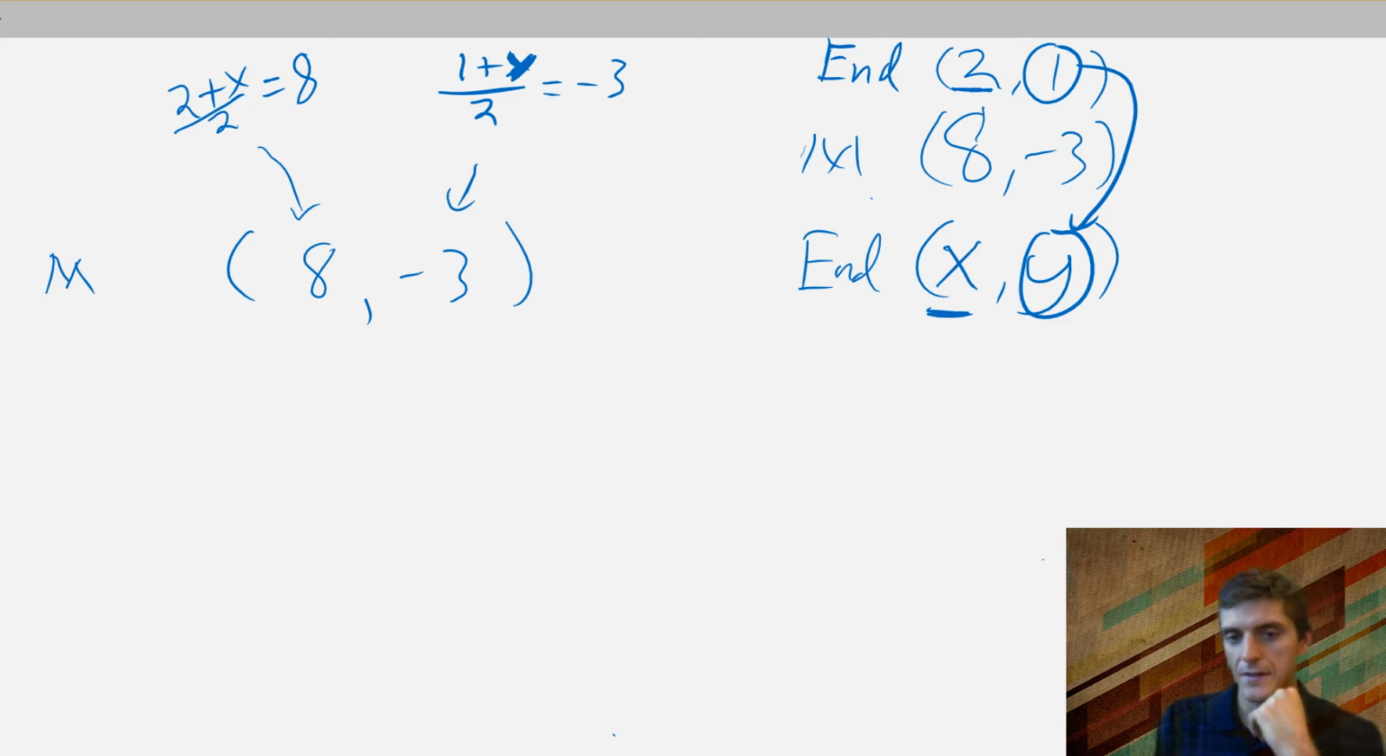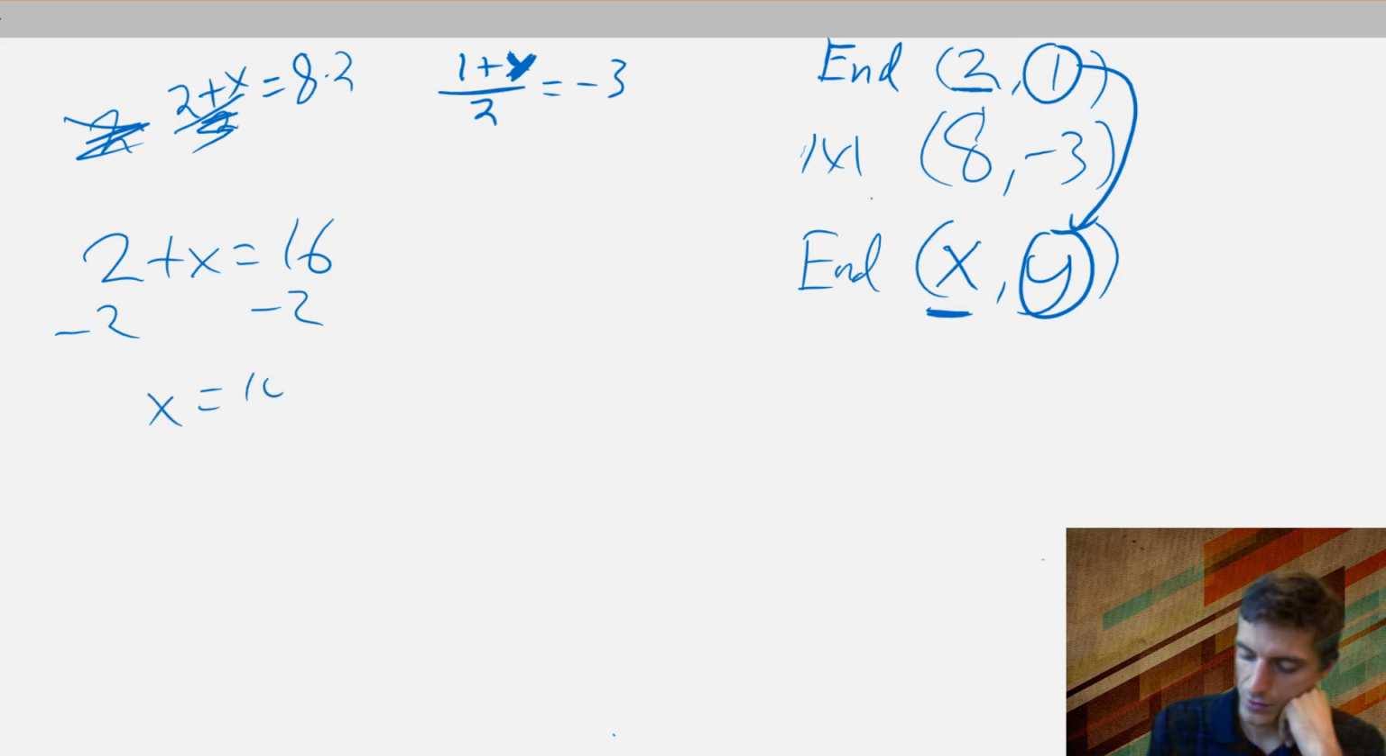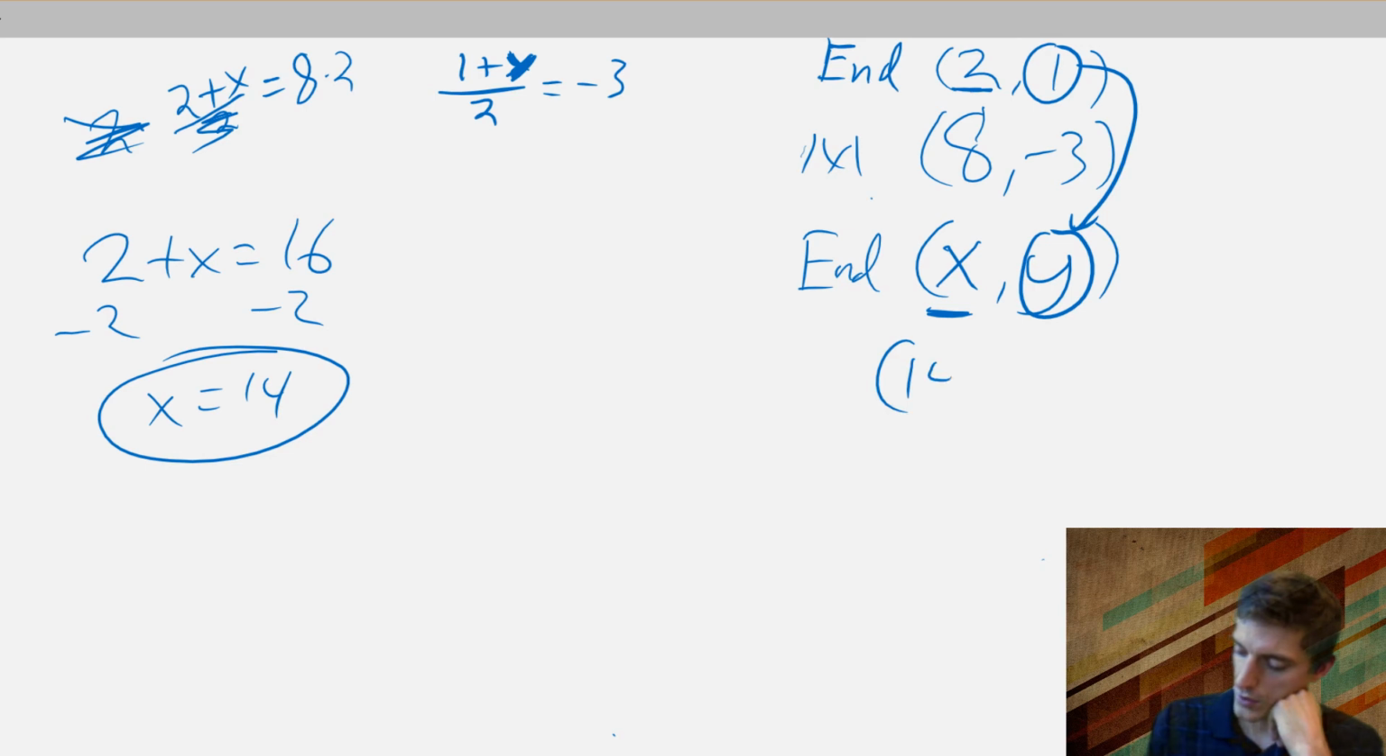So now I have the problem set up. I just need to solve this thing algebraically, right? So let's take a look. This is being divided by 2, so I'm going to multiply the entire side by 2. So that cancels out and that cancels out. I get 2 plus x is equal to 16. I subtract 2 from each side, and I get x is equal to 14. So my endpoint is going to be 14, comma.